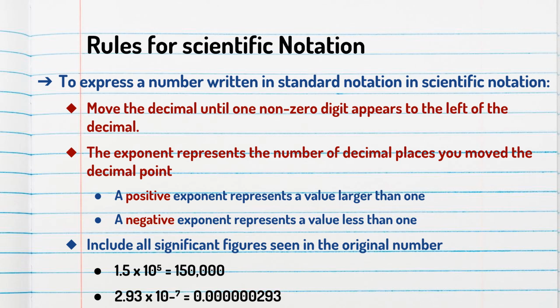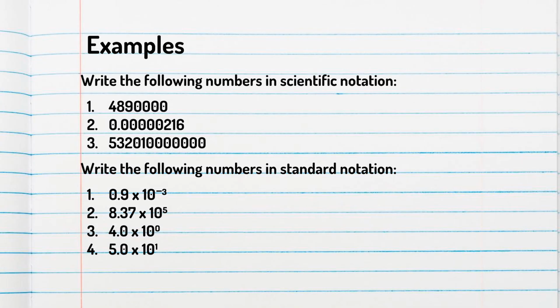So all significant figures seen in the original number, we keep all of them. We want all of them. So if I have 150,000, I'm going to make sure I have those 2 significant figures in the front of my number. So let's do some examples together.